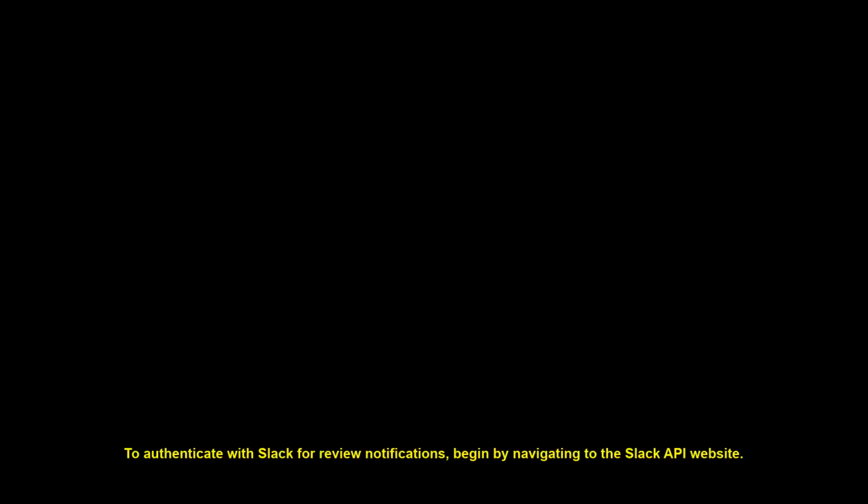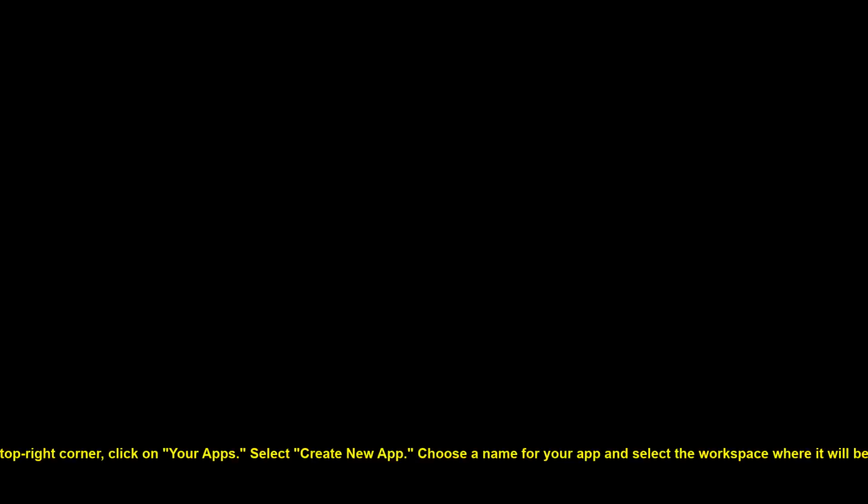To authenticate with Slack for review notifications, begin by navigating to the Slack API website. Log into your Slack account if you haven't already. In the top right corner, click on your apps. Select Create New App, choose a name for your app and select the workspace where it will be used. Click Create App to proceed.